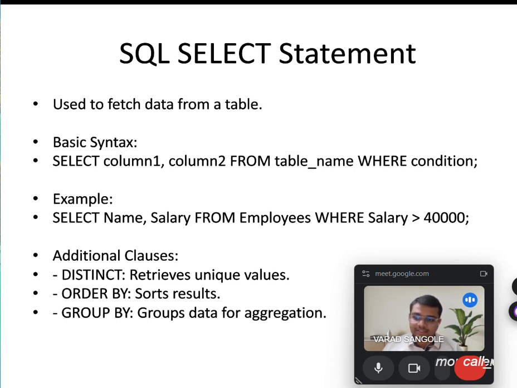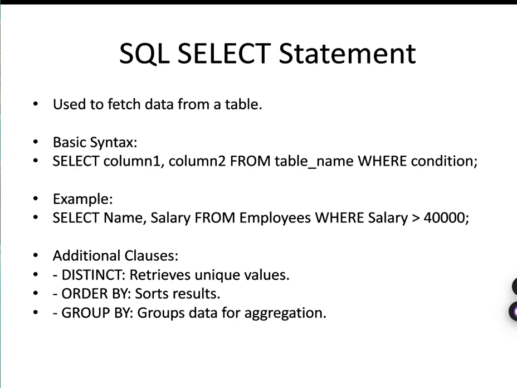So here we are selecting the employees with the help of the name column and salary column, and we are selecting the employees whose salary is greater than 40,000. So here we are fetching the data of the employees whose salaries are greater than 40,000. Now we can see the additional clauses: distinct retrieves unique values, order by sorts results, group by groups data for aggregation.